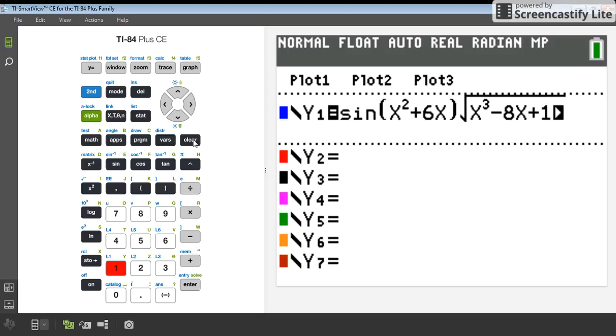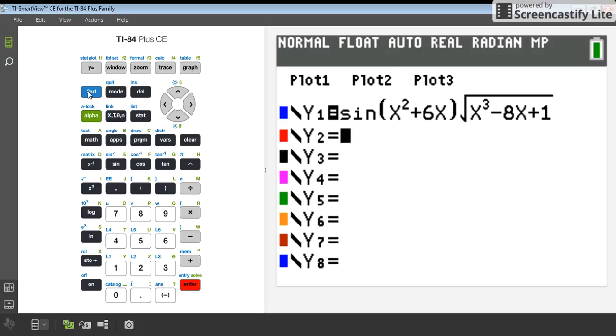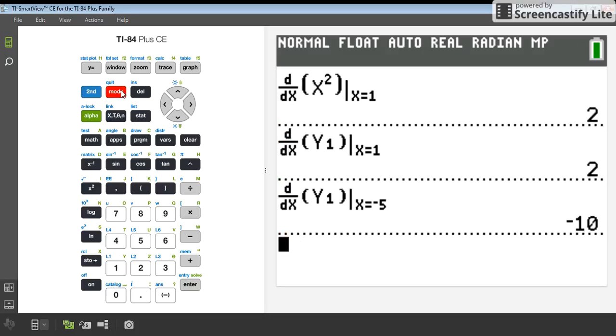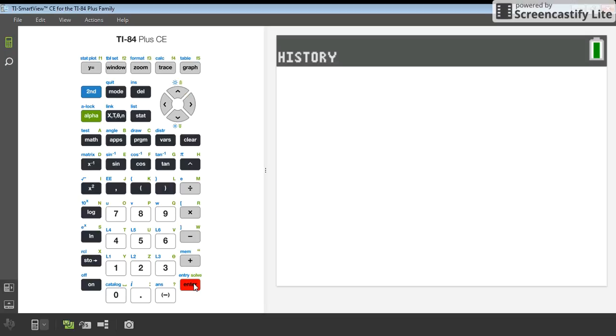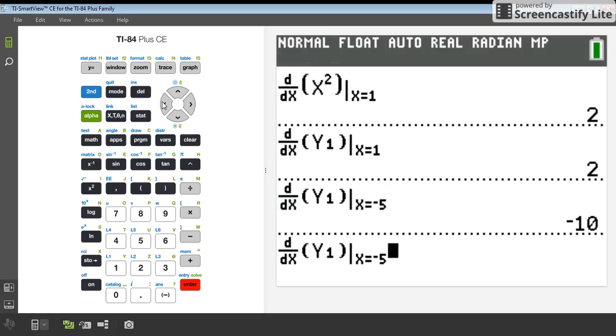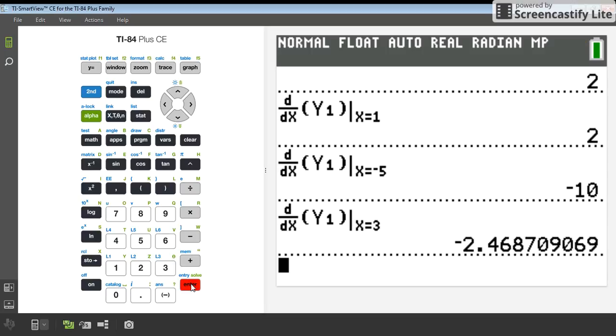Instead of doing all that, let's let the calculator do the work. We've put this into y1. I'll hit enter to solidify it. We're going to get out of the equation editor. And you know what? Just for a shortcut, I'm going to push up twice because I have it in y1. I'm going to hit enter. That's going to bring it back down, but I don't want this at negative 5. I think I said I wanted this at 3. So I'm going to type in 3 right here. And the derivative of that messy function at 3 is negative 2.4687, and so on.